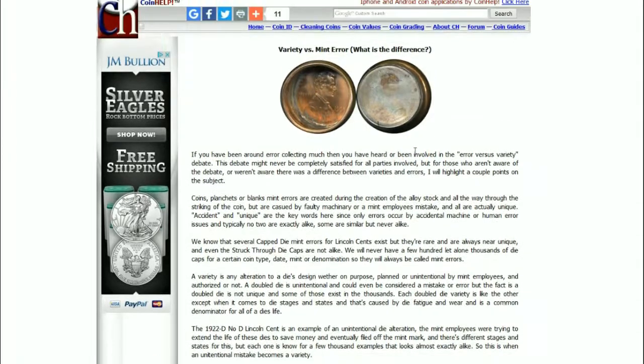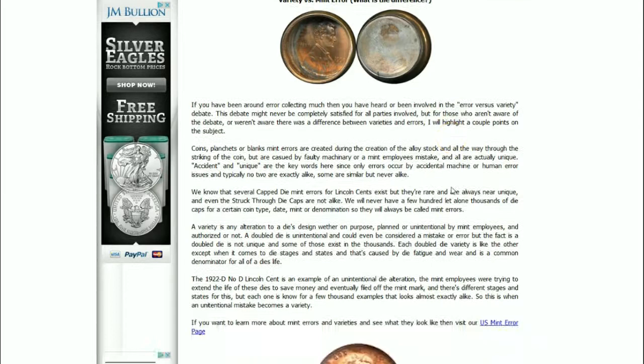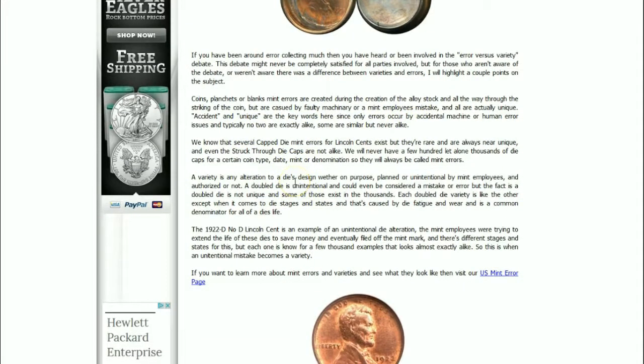But we do have this particular article here, which is kind of interesting. I'm just going to read through some of it. The coins, planchets, and blank mint errors are created during the creation of the alloy stock all the way through the striking of the coin, but are caused by faulty machinery or a mint employee mistake, and are all actually unique. Accident and unique are the key words here, since only errors occur by accident, machine, or human error issues, and typically no two are exactly alike. But some are similar, but never alike.